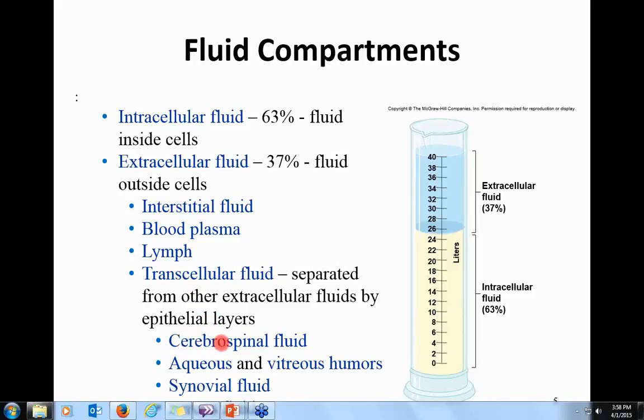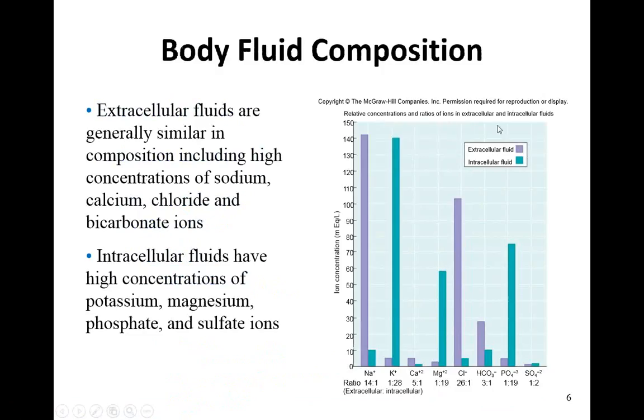So this includes cerebrospinal fluid, which protects your brain and spinal cord; aqueous and vitreous humors, which help maintain the eye's shape and nourish your eye; synovial fluid found in your synovial joints; and serous fluid, which reduces friction in your serous cavities.